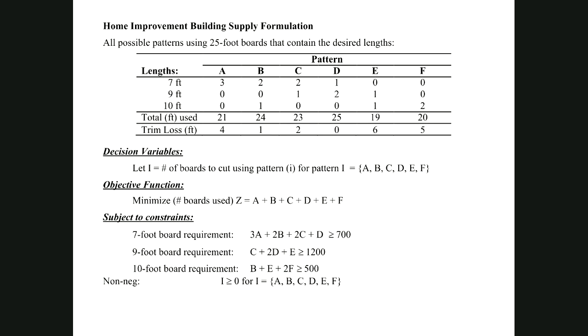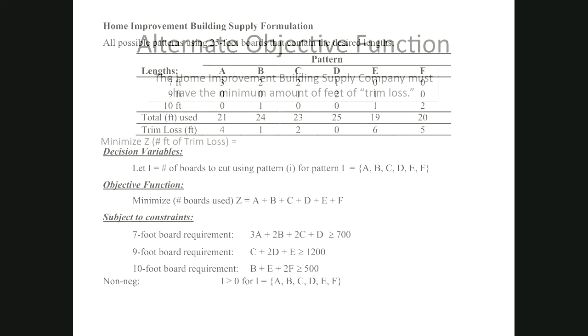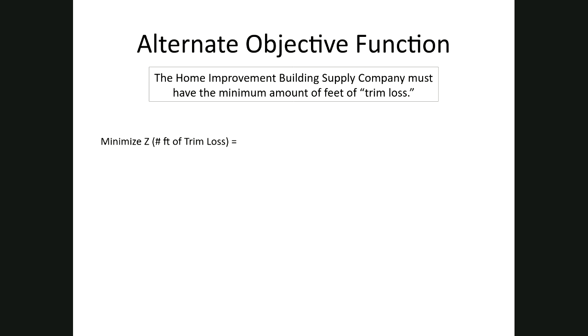The last thing I'm going to leave you with and I want you to think about is the following. There's an alternate objective function. So suppose rather than minimizing the total number of boards used, suppose the home improvement supply company wanted to have the minimum amount of feet of trim loss. So I'm going to leave this to you for an exercise. What would that objective function look like? Hopefully you'll see that that's pretty straightforward after you've thought about the problem.